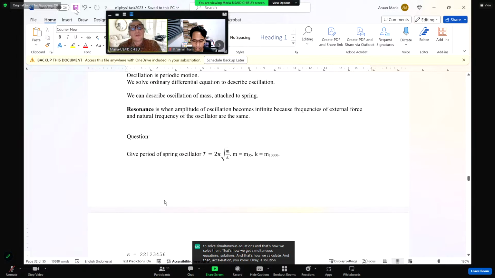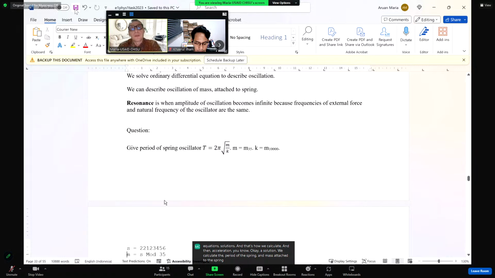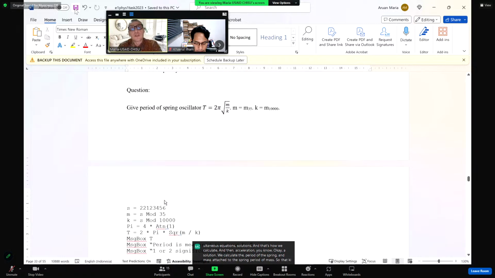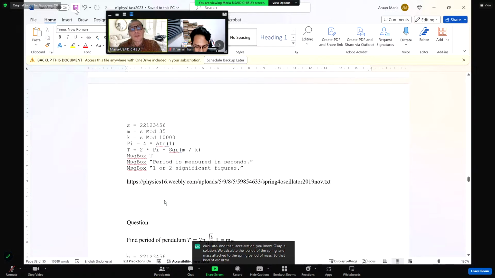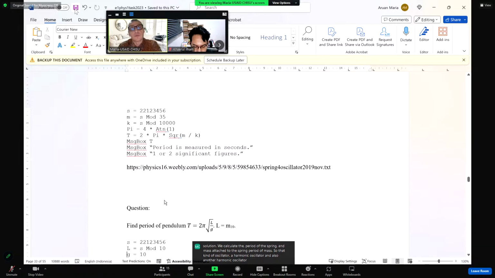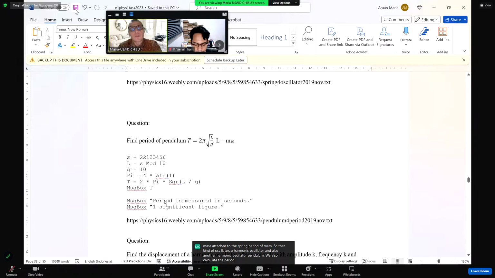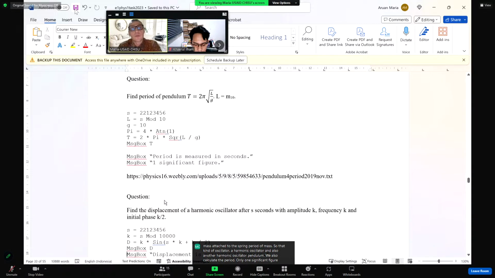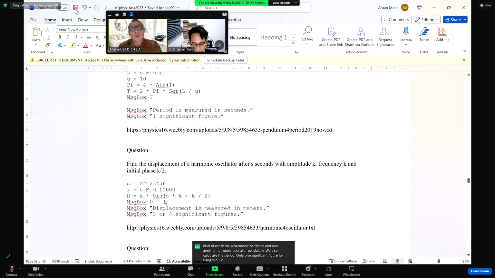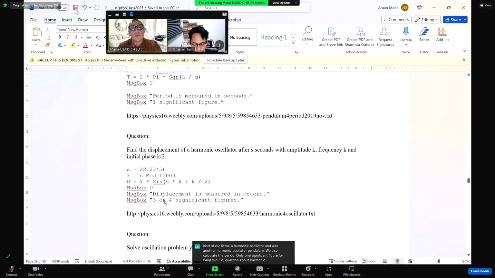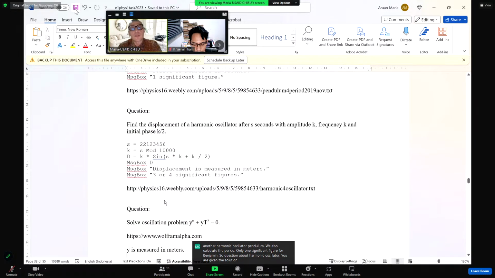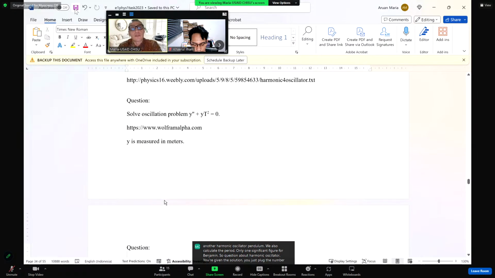Oscillation. We calculate the period of the spring and the mass attached to the spring. That kind of oscillator is a harmonic oscillator, and also another harmonic oscillator, the pendulum. We also calculate the period, with only one significant figure for the pendulum. So, a question about the harmonic oscillator: you're given the solution, you just plug in the numbers and give the answer.